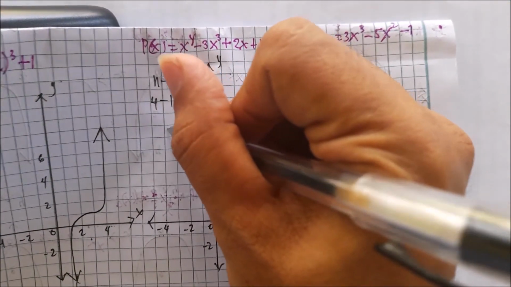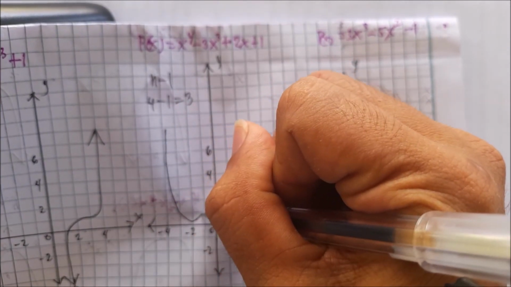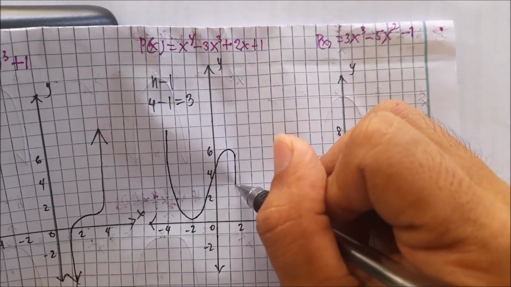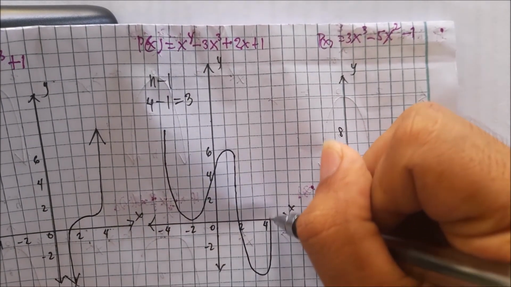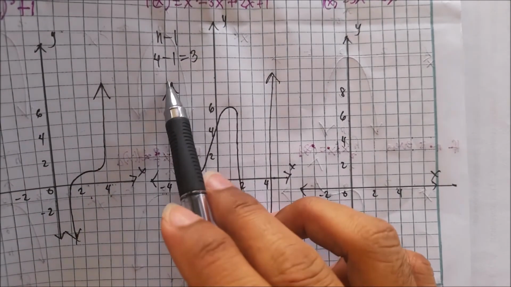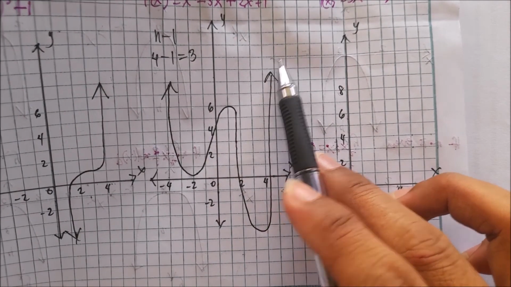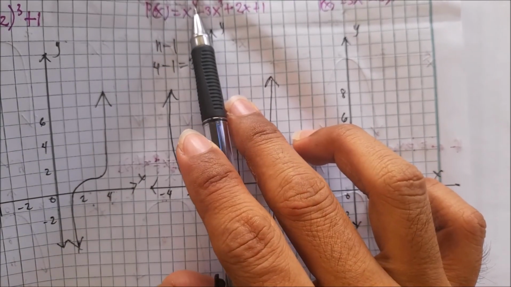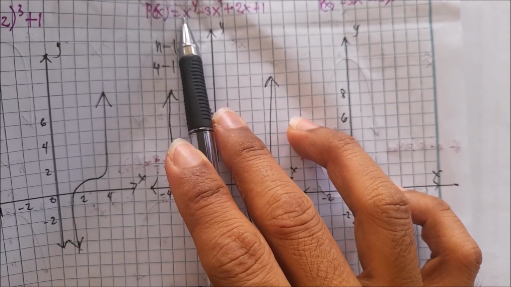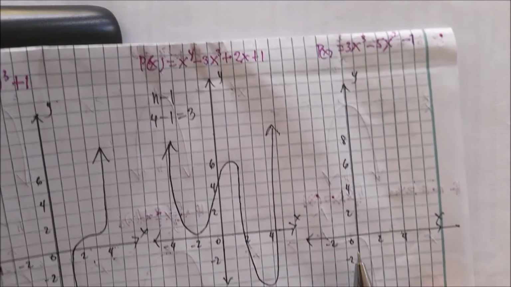Count: lowest, highest, lowest, 2, and 3. The turning points is 3: 1, 2, 3. Upward, because of the even degree and the positive leading term, which is x raised to 4. How about this one?